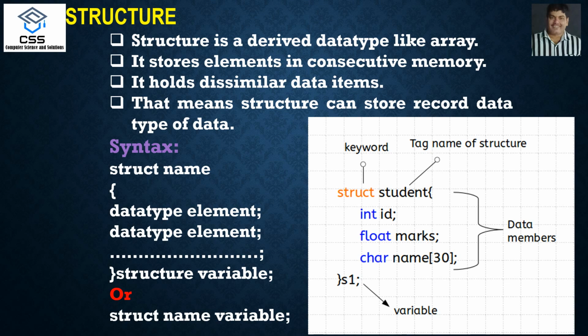Array stores elements in consecutive memory, structure also stores the elements in consecutive memory. Array holds similar data items, the structure holds dissimilar data items. Means in an array, if you declare an integer array, it will only store integers. If you declare a character array, it will only store characters. But in a structure, you can store all kinds of elements like integer, character, float.